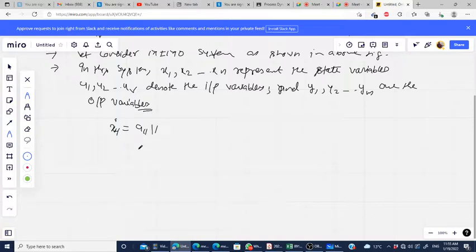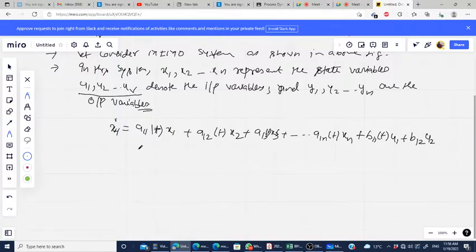a11(t), let's say this is time variant, x1, plus a12(t) x2, plus a13(t) x3 up to a1n(t) xn. This is your state variables x1 to xn and their corresponding coefficients a11, a12 up to a1n. And also this system has the R input, so you have to also mention the input side, that is b11(t) u1, b12 u2, plus dot dot dot b1r ur, right? Any problem?